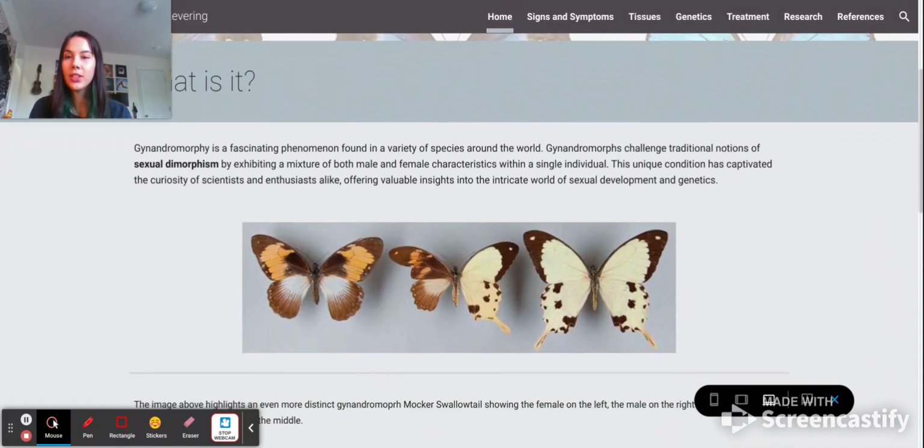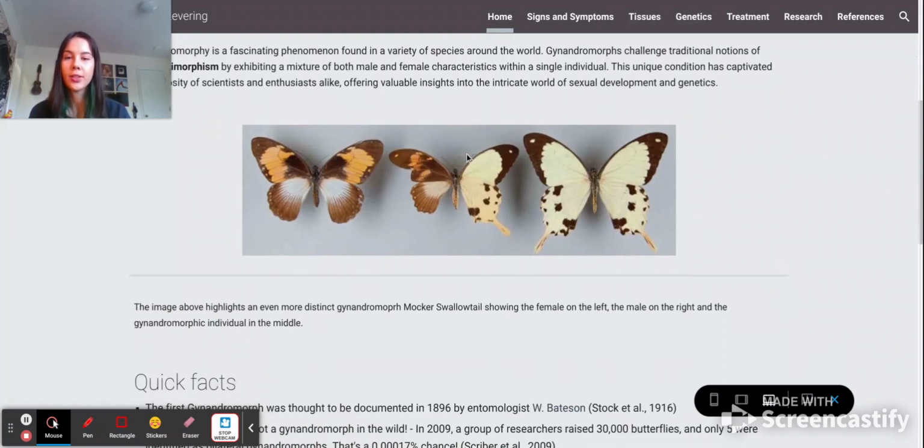On my homepage, I introduce the topic of gynandromorphism and also sexual dimorphism, since they go hand in hand. And to reflect the statement at the top, I also include this image of the mocker swallowtail, so readers can get an introduction to what gynandromorphs look like, and also see that this gynandromorph in the middle has both the coloration pattern and wing shape of both male and female counterparts in its species, which I thought was really cool.